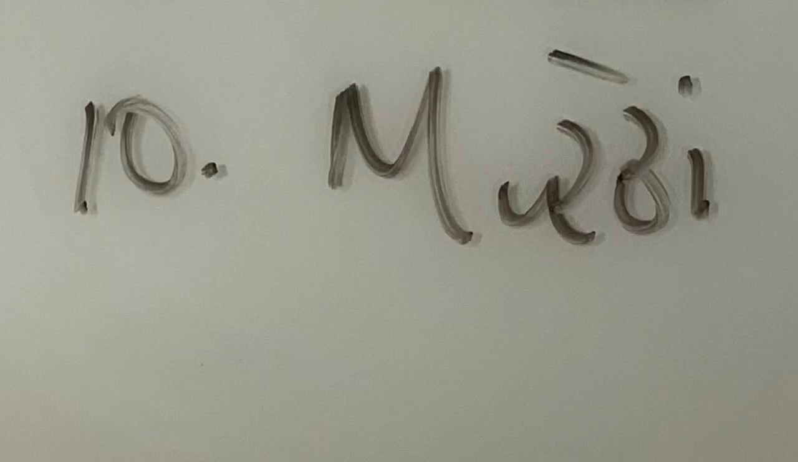To count from 1 to 10 in Vietnamese, you say một, hai, ba, bốn, năm, sáu, bảy, tám, chín, mười.